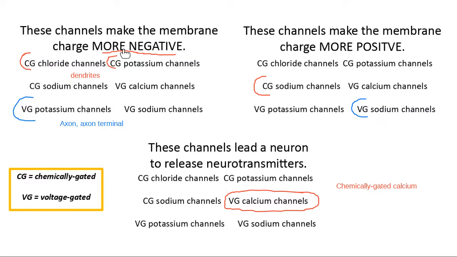If we're talking about making the membrane charge more negative, whether we're making an IPSP, where the membrane charge is more negative, or whether we're repolarizing the membrane to get it back to normal, I'm always going to use potassium to be more negative. Or if we're at the dendrites, I could also use chloride. That would be the other option to make it more negative there.